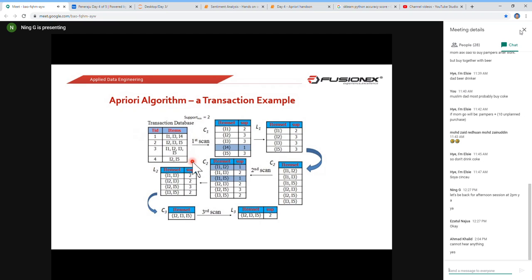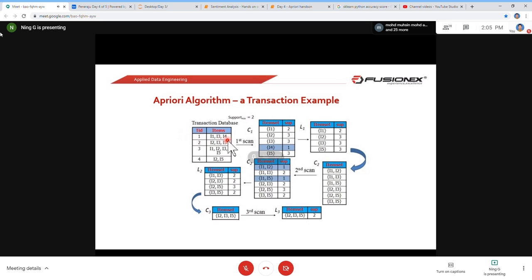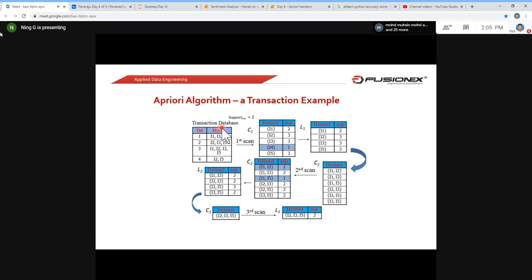For we have 2 items. And this is I1, meaning item number 1, item number 3, item number 4, and so on. So the first scan here to actually look at this is by looking at, first of all, how many of these transactions the same item has been bought in.